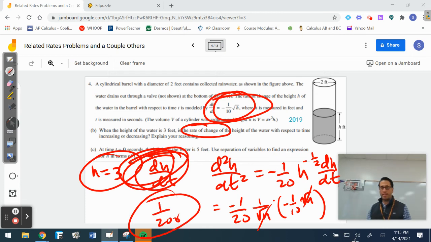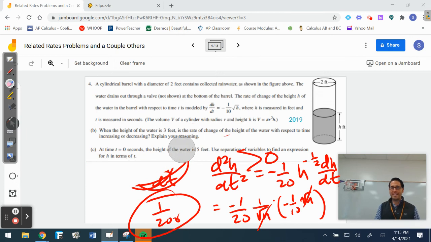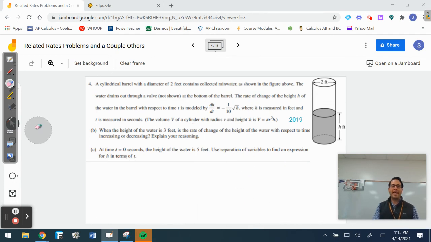Since the second derivative is greater than 0, make sure you guys write this out. I know I'm doing these quick because I don't want these videos to last too long, but make sure you're writing down great notes. The reasoning for this is that the rate would be increasing because the second derivative is positive. Make sure you write that down. And you want to make sure you say that it is increasing when the height of the liquid is at 3 feet.